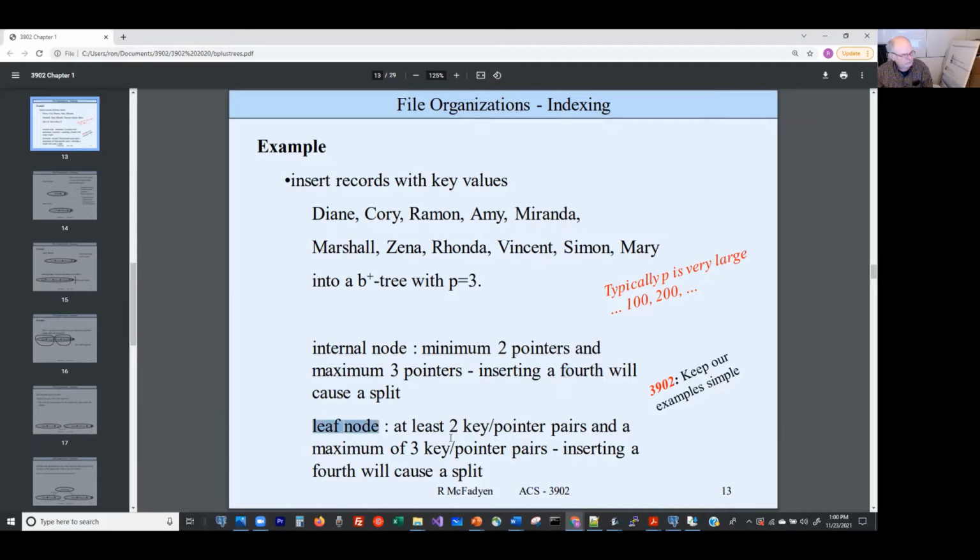A leaf node will have at least 2 key pointer pairs, a maximum of 3 key pointer pairs. Inserting a fourth key will cause a split. So this is strictly for example purposes. Typically, P would be very, very large.